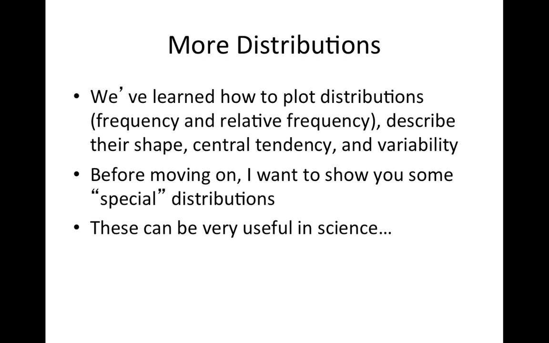Now, before I move on, though, I want to show you some special distributions that can be really useful in science, and this is the jumping off point, really, for inferential statistics, and that is that we're going to view a distribution of outcomes and try to place it in context. We're going to take a sample, construct a distribution, or consider the distributional character of a sample, and try to draw conclusions or inferences or educated guesses or best guesses about what the population might be.